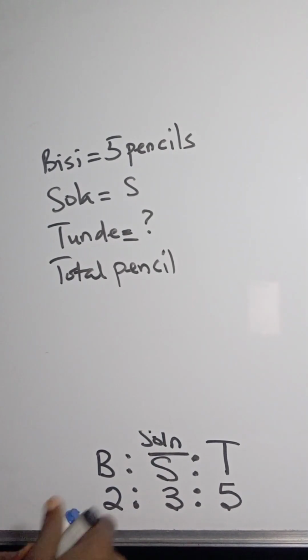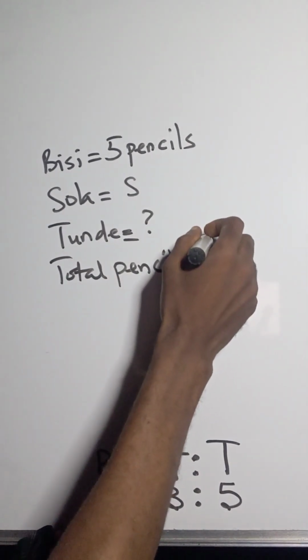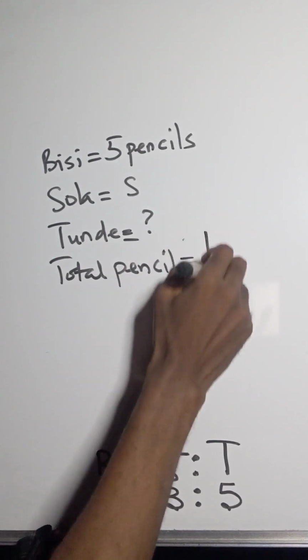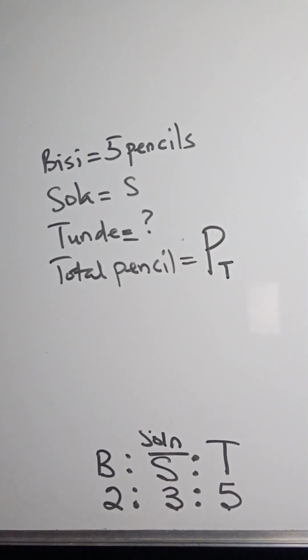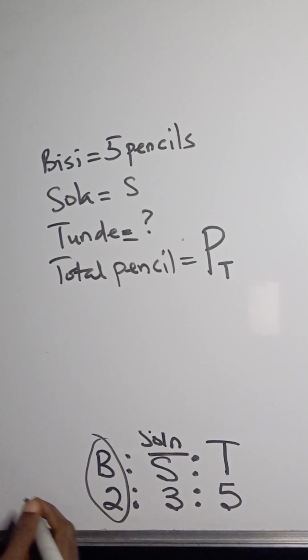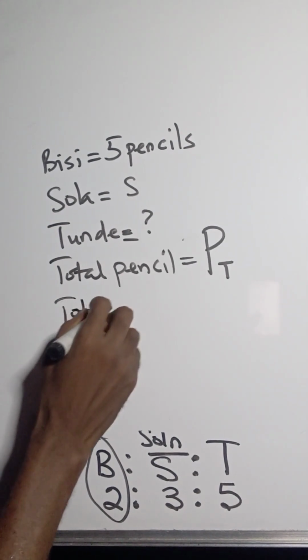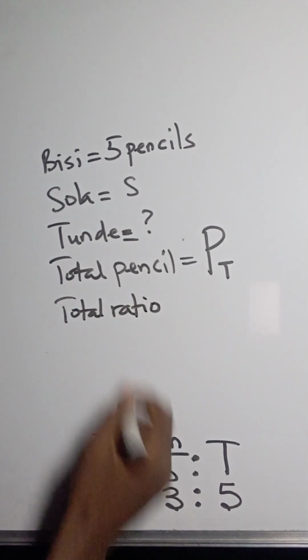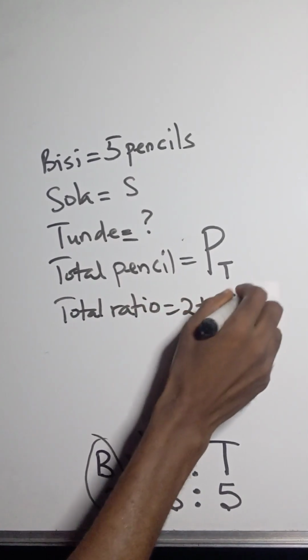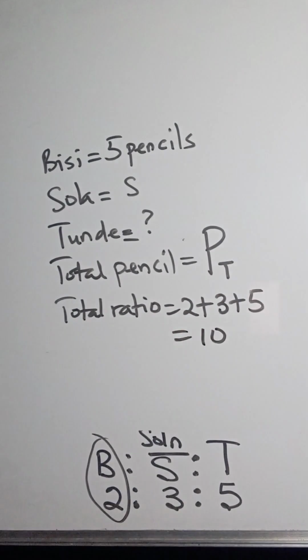So to know the total pencils, let's call it P total. Now, one beautiful thing about this question is we know BC's ratio. BC's ratio is 2 here. Also we need the total ratio. The total ratio is 2 plus 3 plus 5, which is going to give us 10.